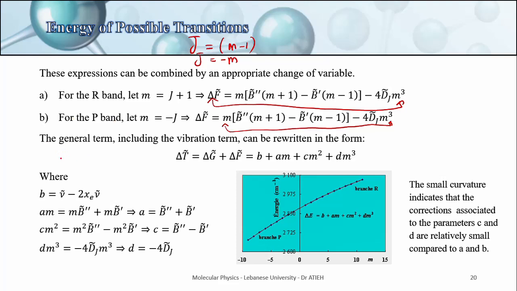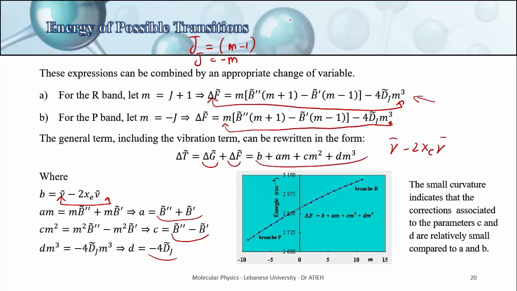So to write the general term for the vibrational rotational transition, we have to add the vibrational part plus the rotational part, and you will get something like this. This is the rotational part, and the vibrational part is simply nu bar minus 2xe nu bar. Add them together, expand to get a polynomial in terms of m. You will see that b is equal to nu bar minus 2xe nu bar, and a is equal to b double prime plus b prime, c is equal to b double prime minus b prime, and d is equal to minus 4d.